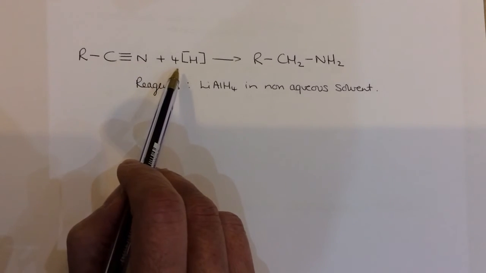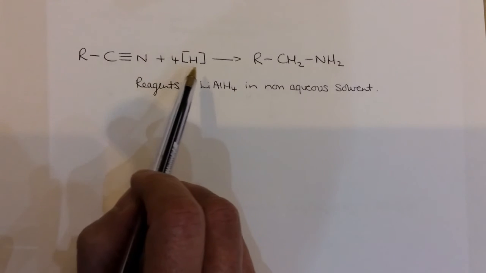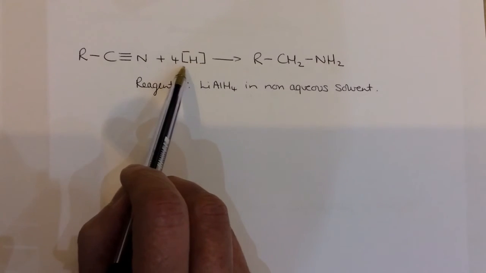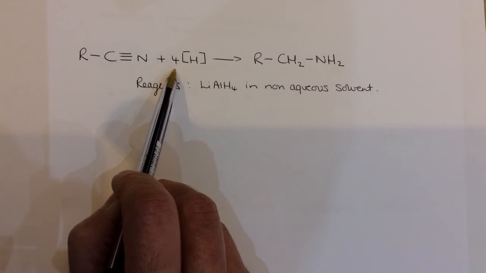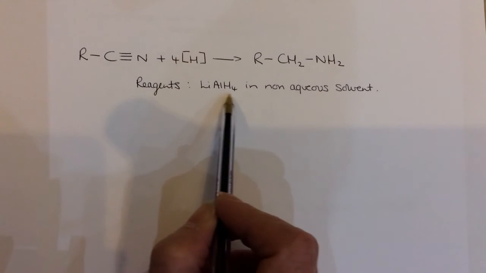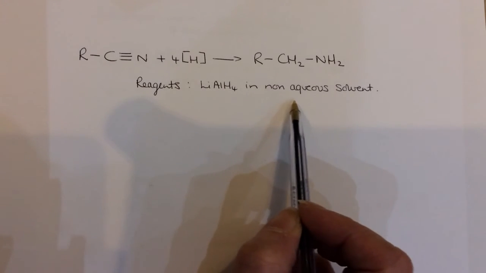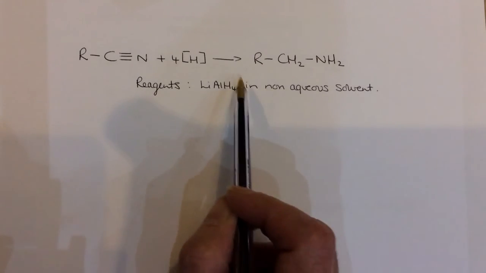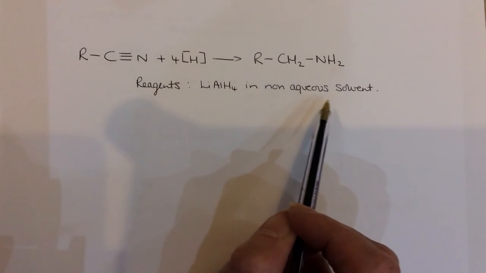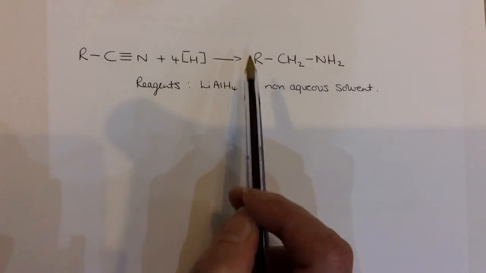This is an example of a reduction, so therefore you use a reducing agent. And to show this, we just represent it by adding a certain number of hydrogens. In this case, it will be 4. The suitable reagent would be LiAlH4. Remember, it needs to be a non-aqueous solvent. Try and recall why this always has to be a non-aqueous solvent. You then produce your amine.